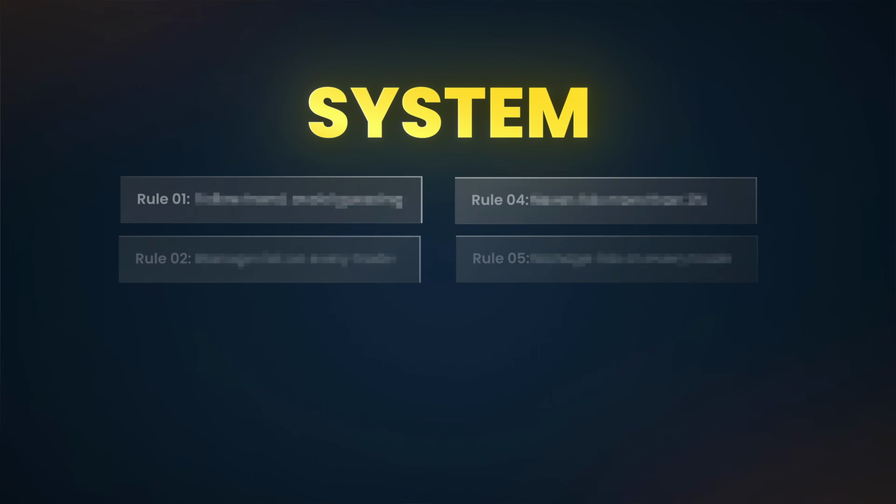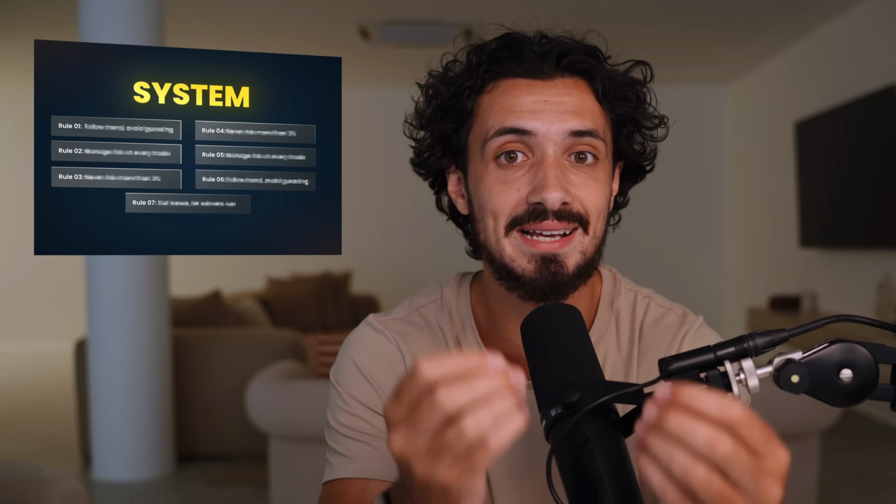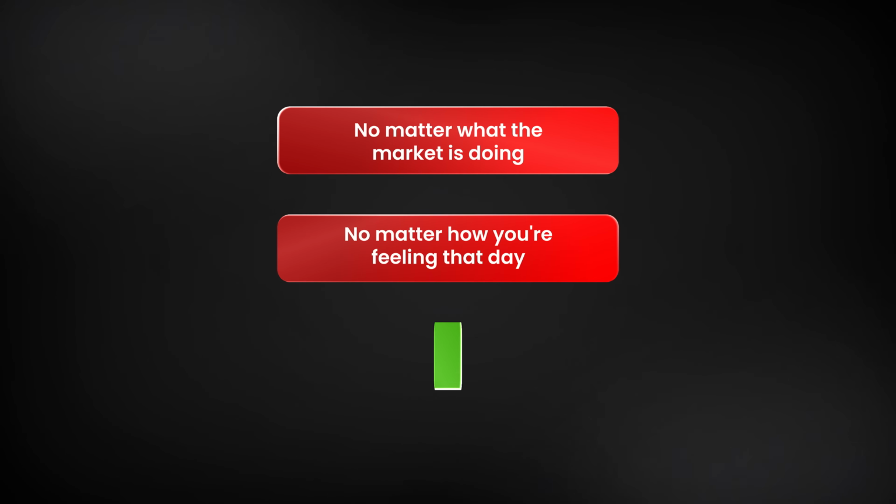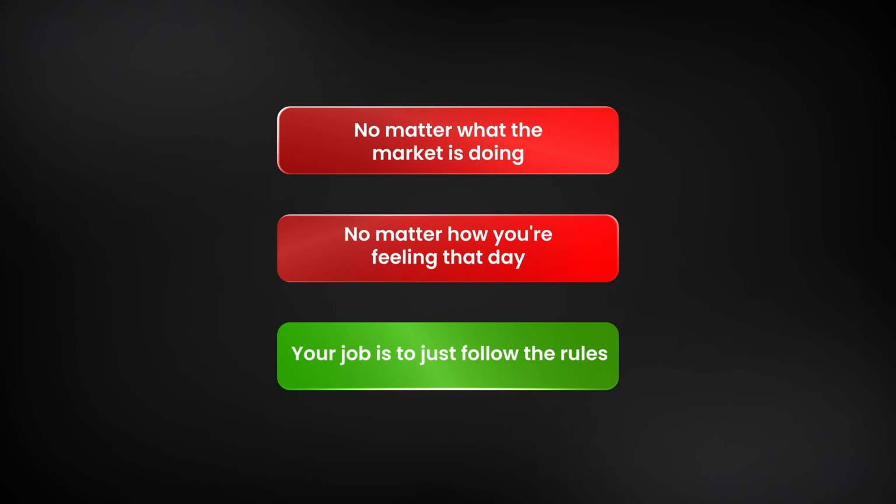A system is simply a set of rules. Rules that tell you exactly what to look for. Rules that tell you exactly when to get in, when to stay out. The same rules every single session, no matter what the market is doing, no matter how you're feeling that day. You follow the rules, and that's it.